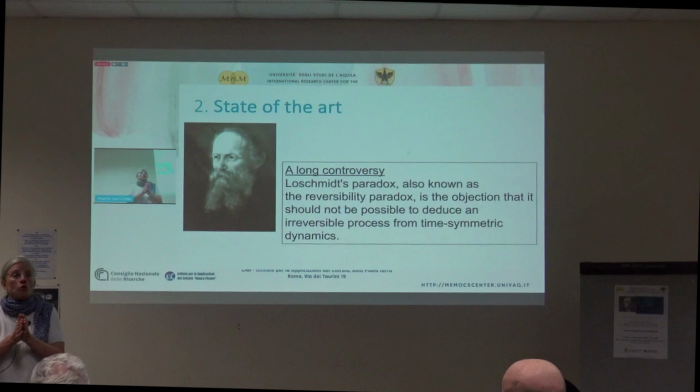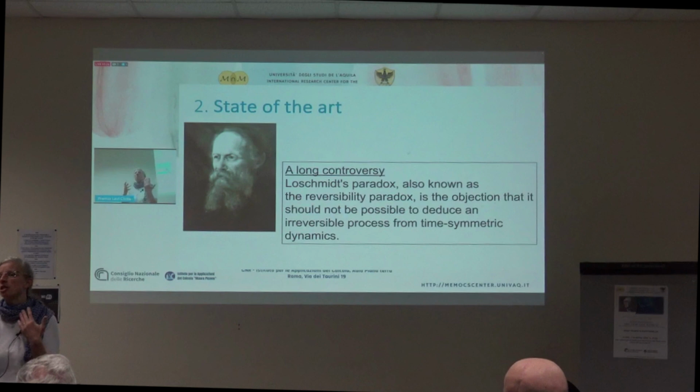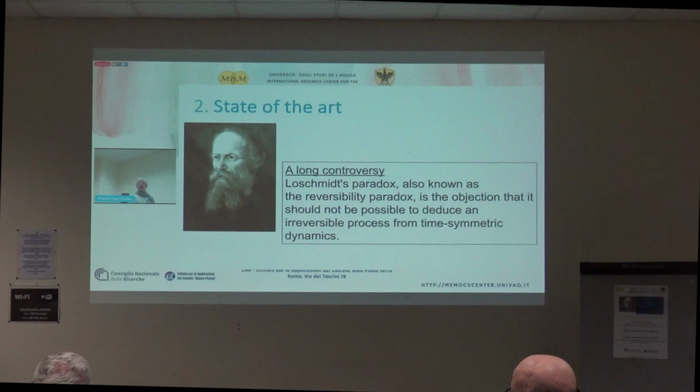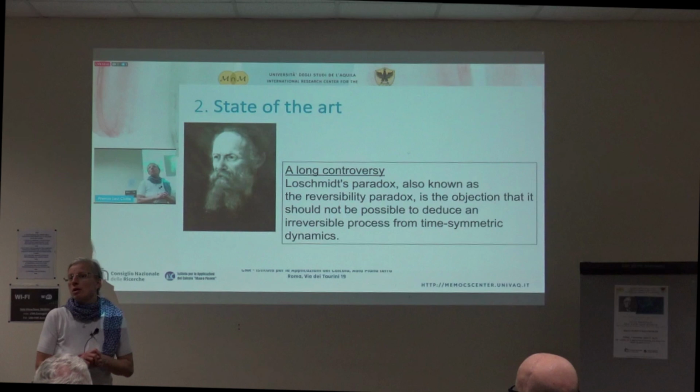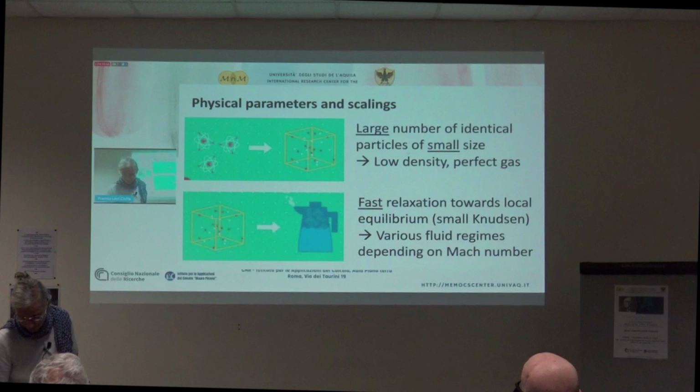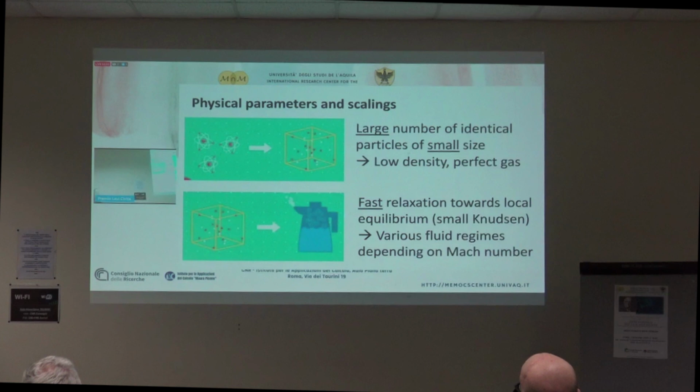Okay, so this means that somehow it's strange that you can describe the same system with these very different features. Of course, this is a paradox, and actually this was more or less the reason why the Boltzmann equation was not very well accepted at his time. Of course, things have changed. So now I will try to explain in which sense, what it means to be a good approximation.